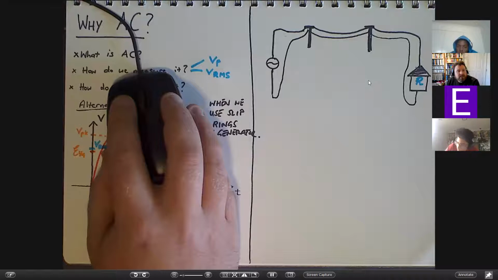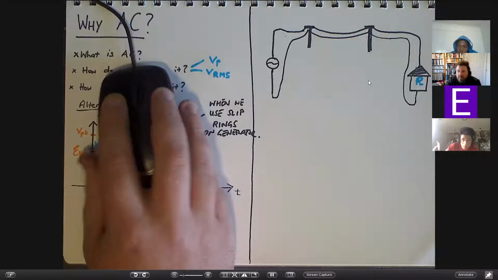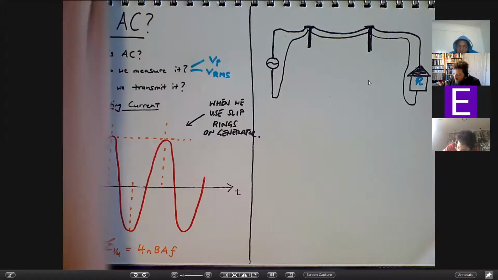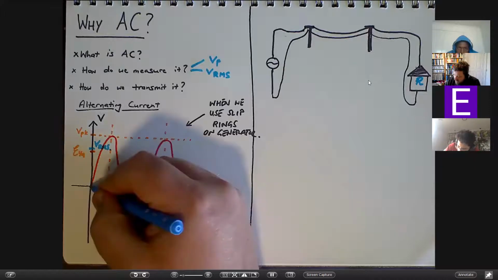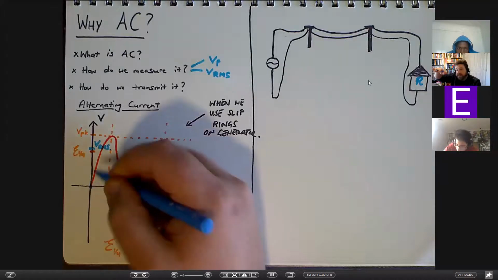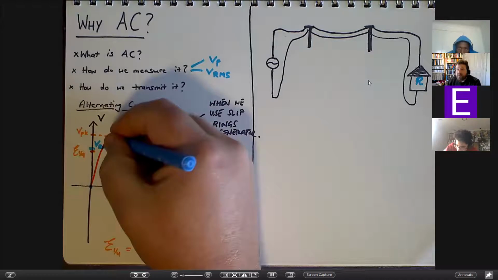Edward has just asked a question that's probably worth answering, which is, why do we always use a quarter cycle here? Why don't we use, you know, half, a third, a full cycle? A quarter is just the most convenient, because it's taking us from zero to the full value.